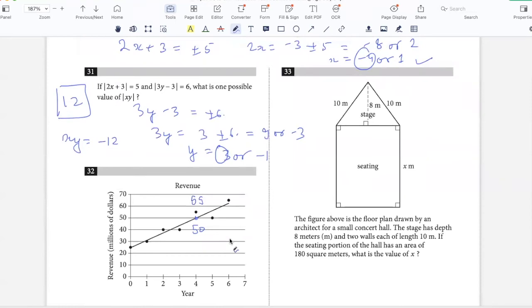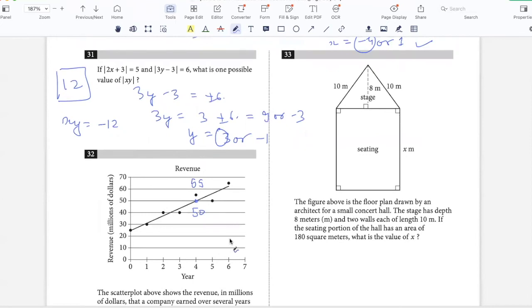The figure above is the floor plan drawn by an architect for a small concert hall. The stage has a depth of 8 meters and 2 walls each of length 10 meters. If the seating portion of the hall has an area of 180, what is the value of x? If this is 10 and this is 8, then this has to be 6 by the Pythagorean theorem. So this has to be 12. So 12x is 180. So x would be 15.